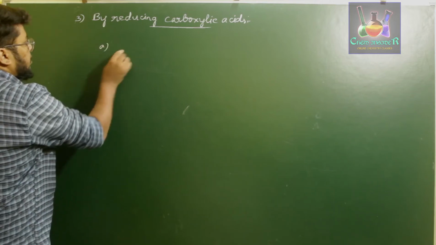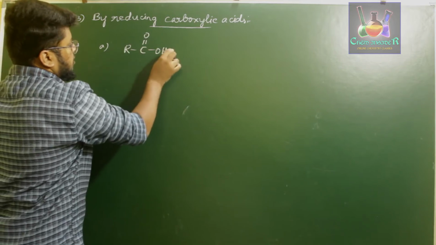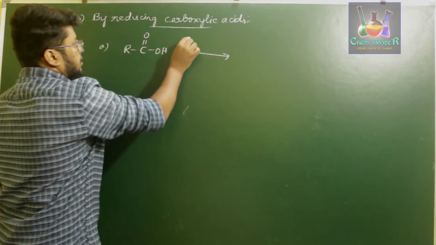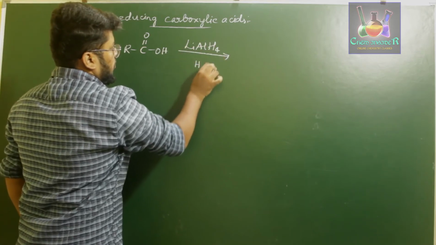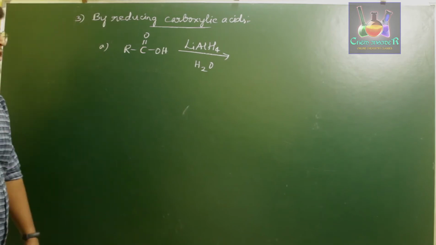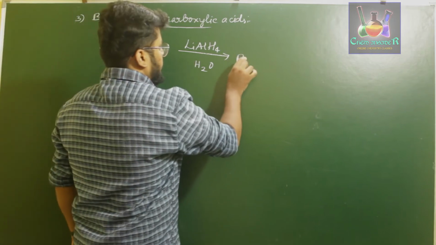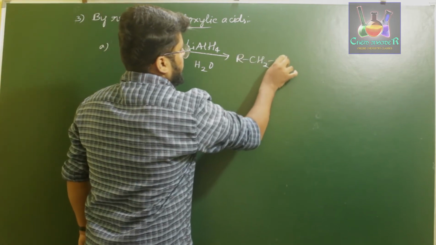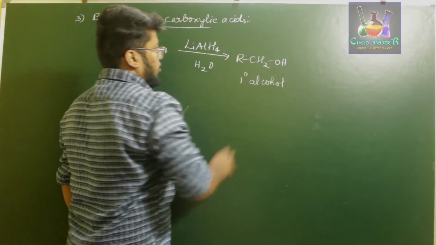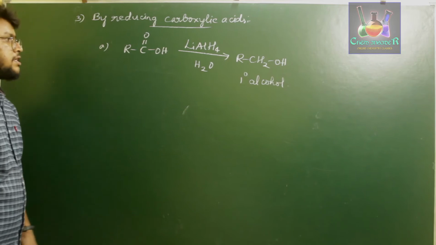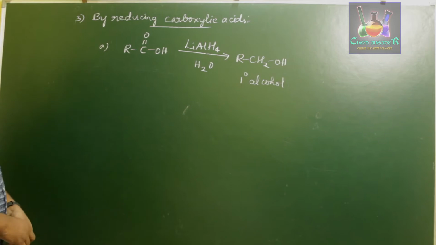So process 1, let us say RC double bond O OH. When you treat carboxylic acid with lithium aluminum hydride in the presence of water, it gets reduced to form RCH2OH. It always gives us primary alcohol. That is, carboxylic acid when treated with reducing agents such as lithium aluminum hydride gives us primary alcohol.